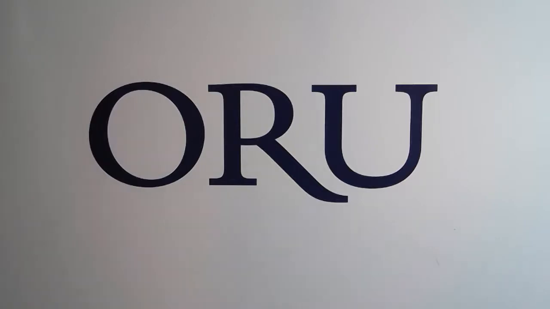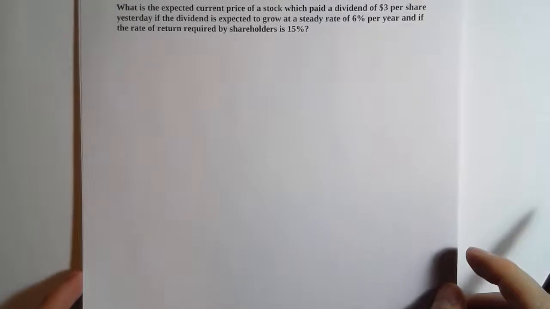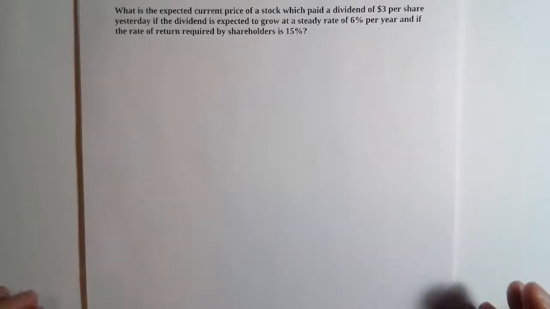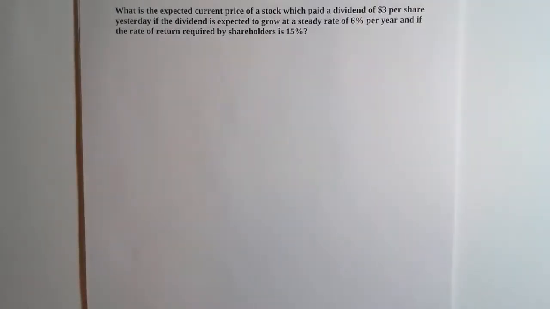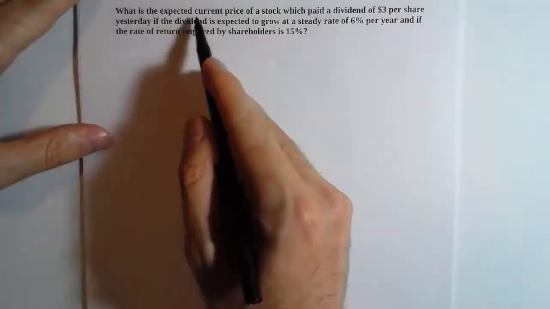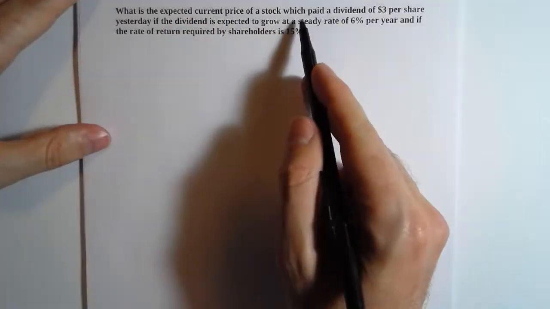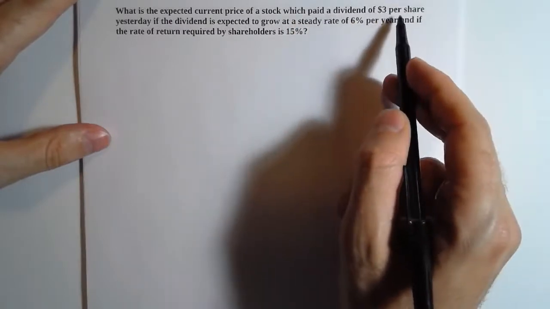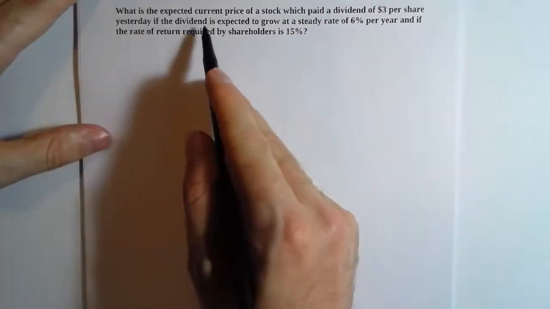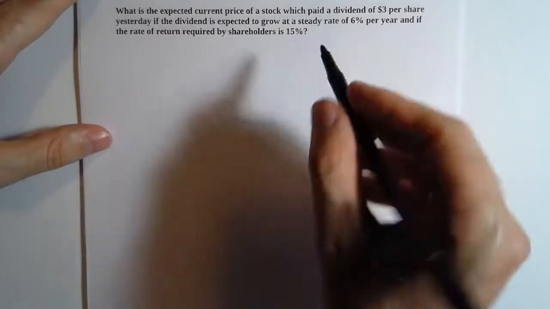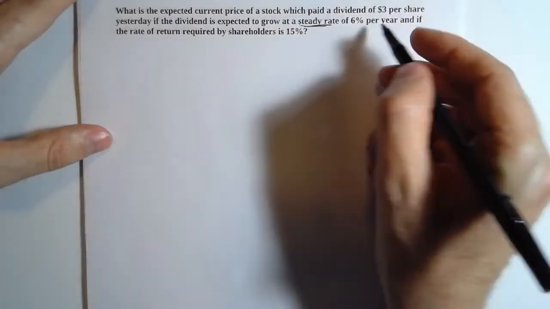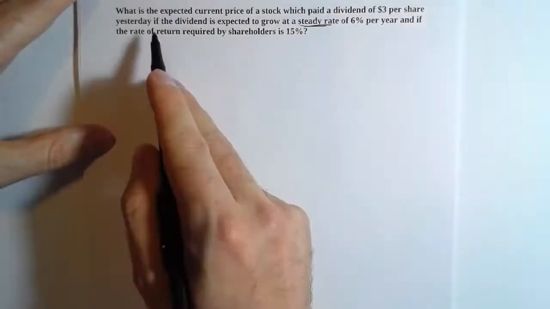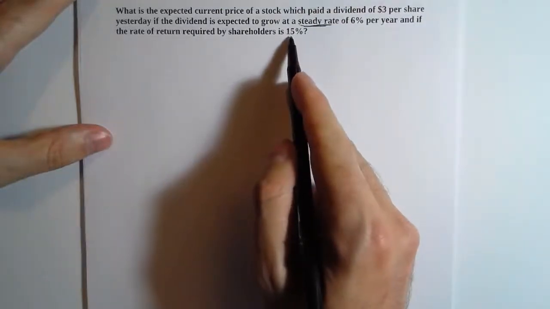Okay, so in this video what we're going to look at is how to find the expected current price of a stock which has a constant rate of growth. So here's our problem. What is the expected current price of a stock which paid a dividend of $3 per share yesterday if the dividend is expected to grow at a steady rate of 6% per year, and if the rate of return required by shareholders is 15%?